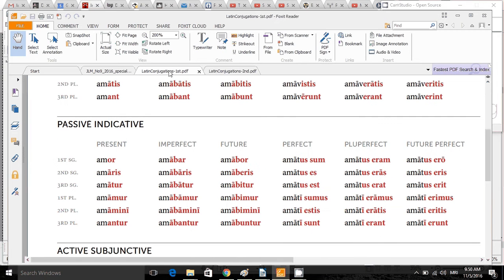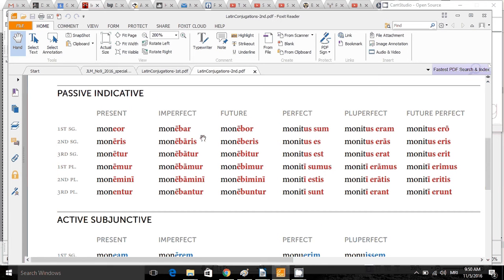Those endings, or, ris, tur, mur, mini, ntur, are going to be very important as I go through. Now let's look at the imperfect. I'm going to have the same thing: my ama, then my ba endings. But now they're bar, baris, batur, bamur, bamini, bantur. So there again is my or, ris, tur, mur, mini, ntur. Same for moneo: monebar, monebaris, monebatur, monebamur, monebamini, monebantur.